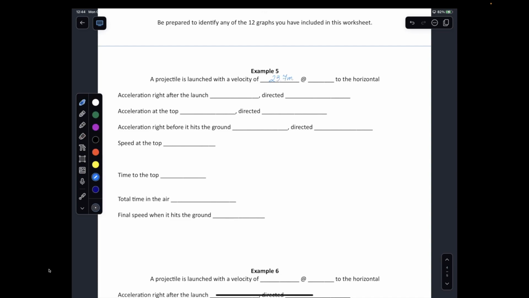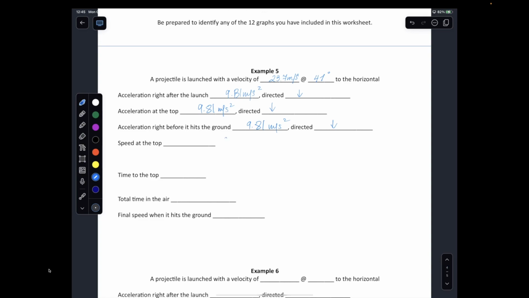23.7 meters per second at 41 degrees to the horizontal. Acceleration right after the launch, negative 9.81 meters per second squared. I technically don't have to say that it is negative. I'm just going to say 9.81 directed down. Acceleration at the top, 9.81 meters per second squared directed down. Acceleration right before it hits the ground, 9.81 meters per second squared directed down.